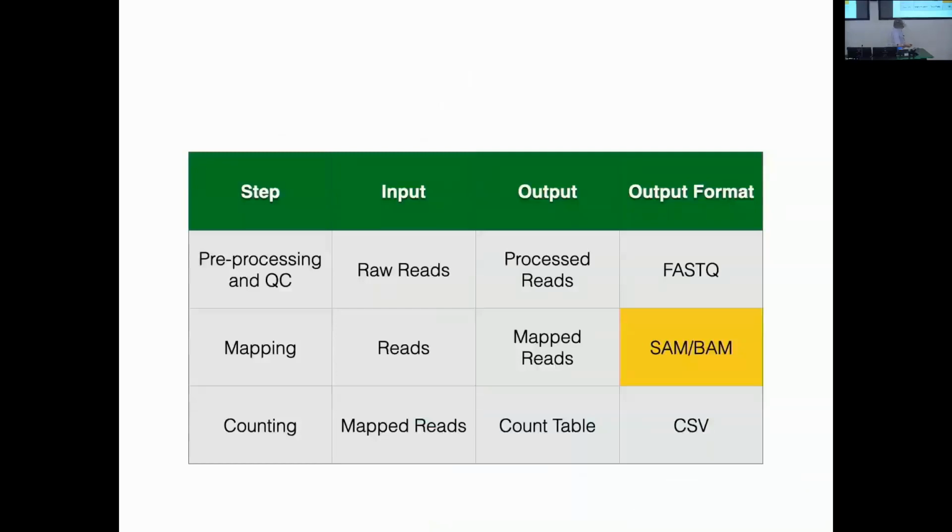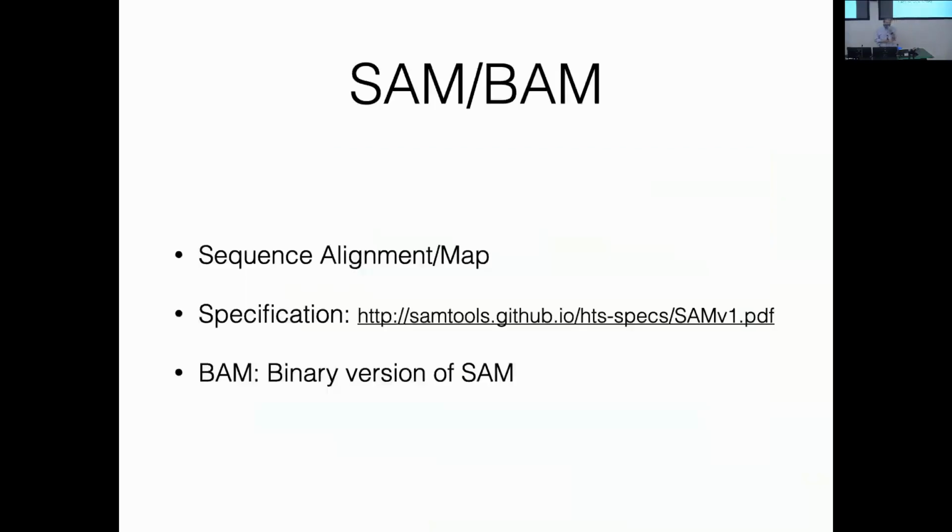And so, like I told you, that's what mapping is. It's just finding where in the genome a given read came from. And the output of that is going to be a SAM or BAM file. SAM is short for sequence alignment map, and BAM is just a binary version of the SAM file. I'm going to show you what that looks like in a second.